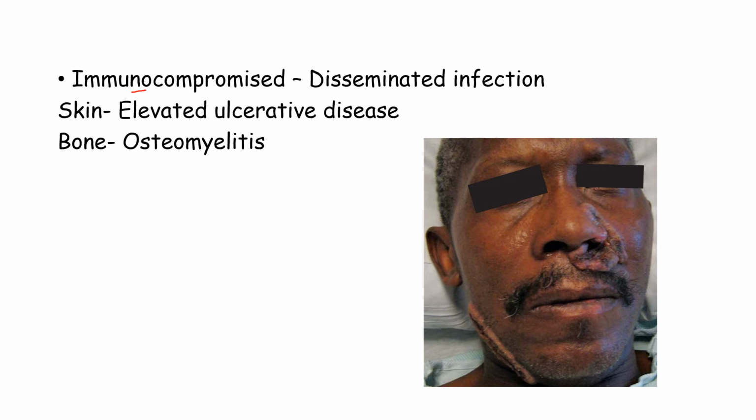And the favorite regions where blastomycosis likes to go are skin and bone. And when it goes to the skin, it leads to elevated ulcerative disease, as you can see in the picture. The skin is commonly affected, which is why it is known as blastomycosis dermatitis, where derma refers to the skin. And the other region that is affected is the bone, where it can lead to osteomyelitis. Other than that, the prostate or eyes can also be affected.